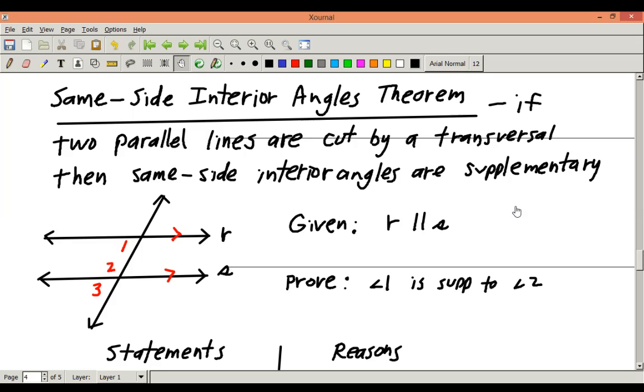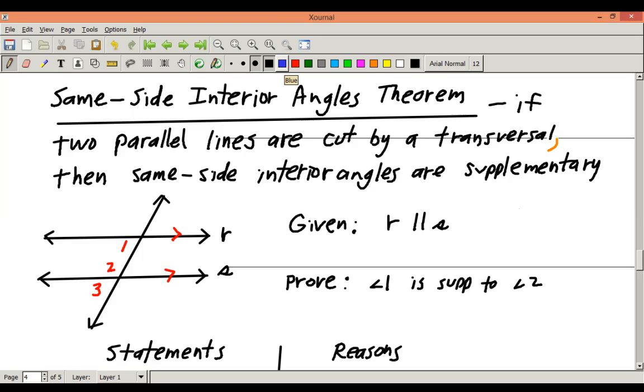This one is the same side interior angles theorem. So remember, same side interior angles are on the same side of the transversal and in between the parallel lines. So here's what the theorem says. If two parallel lines are cut by a transversal, then same side interior angles are supplementary.